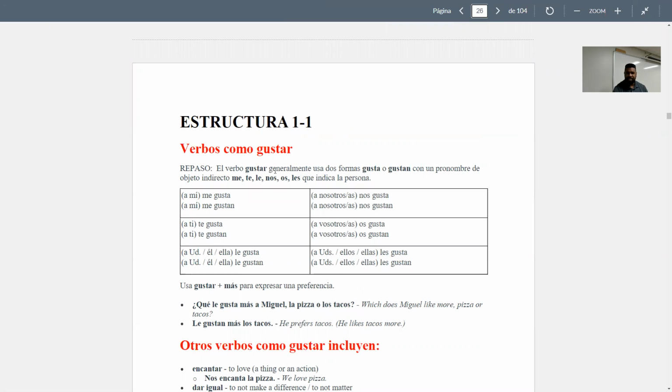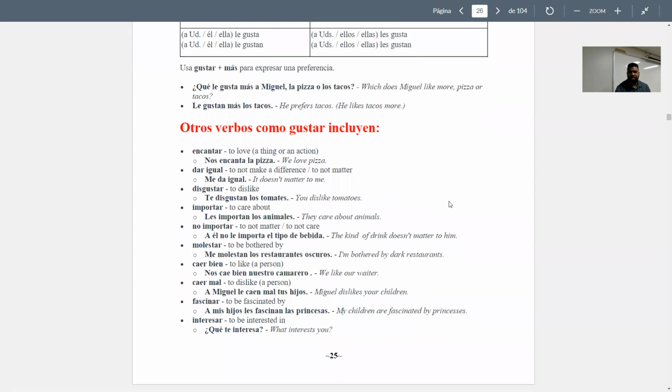So, el verbo gustar generalmente usa dos formas, gusta y gustan. And you always use these before them: me, te, le, nos, os, o les. You want to use one of those. So you're going to be saying me gusta or me gustan, te gustan, le gustan, so forth. Nos gusta, nos gustan, os gustan, and so forth. But it's not always going to be gustar. These verbs only use these two forms as well. Bien. So I'll say those two forms.